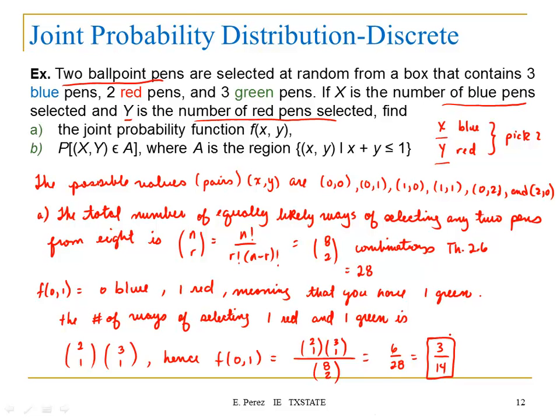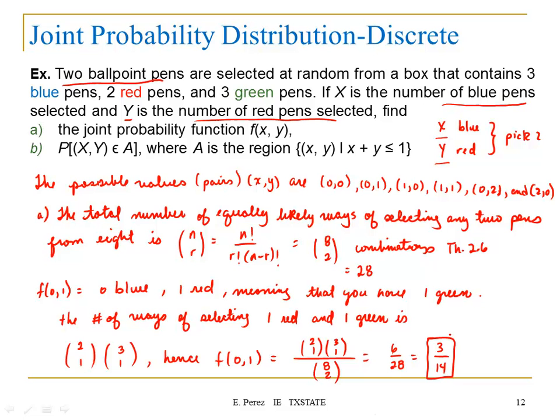So the probability is given by the number of combinations for that event, f(0, 1), divided by the number of combinations for the experiment. And this is just for one case, f(0, 1). We can compute this same probability for all the cases, and that's what I'm going to show you on the next slide.